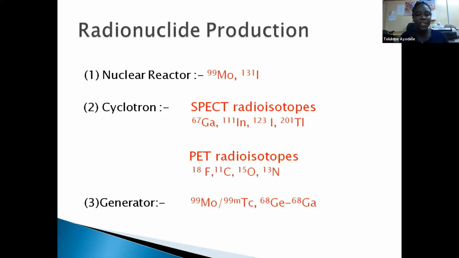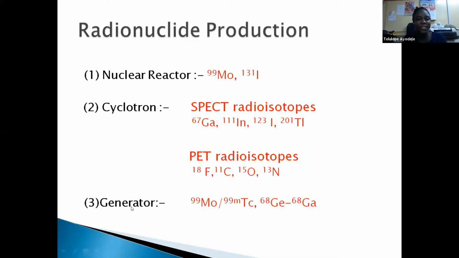And we also have the positron-emitting radionuclides, whereby we could use the PET system to image the radionuclides that emit positrons. Examples of some of these radionuclides include fluorine-18, carbon-11, oxygen-15, and nitrogen-13.